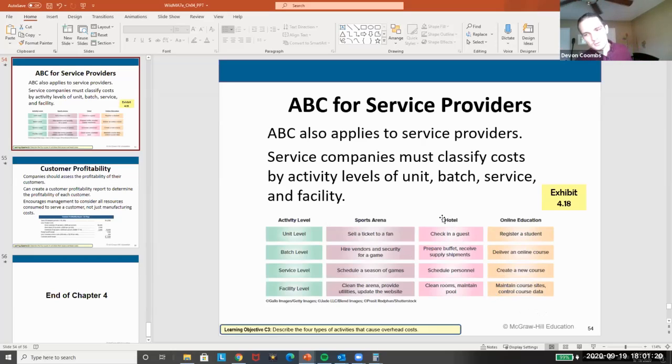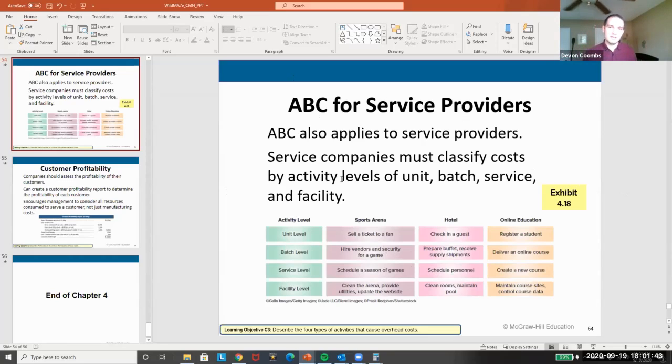Like for a hotel, a facility level would be the electricity for the hotel, cleaning the hotel, maintaining the pools, and it'll always be multiple choice, right? But unit level, well, our guest is our customer, so checking in the guests. That's something that happens at the unit level. Service level, scheduling the personnel. Batch level might be doing lunches, like when a bunch of people come in.